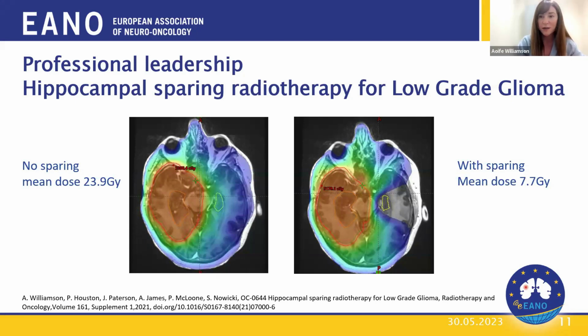So again, just another example about how therapeutic radiographers can lead research projects which go on to try to streamline and improve our radiotherapy planning techniques for our patients, in turn, hopefully improving patient outcomes and reducing our side effect profile.